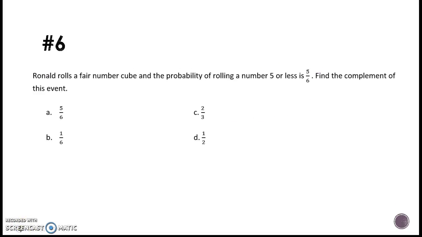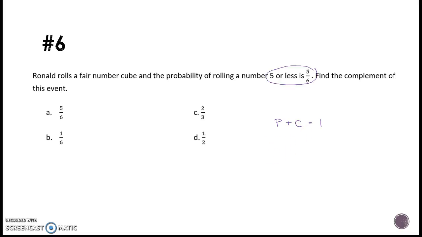Okay, number 6. Ronald rolls a fair number cube, and the probability of rolling a number 5 or less is 5/6. Find the complement of this event. So it's giving us the probability. So if you guys remember, the probability and its complement are equal to 1, right? So the complement is the probability of something not happening.